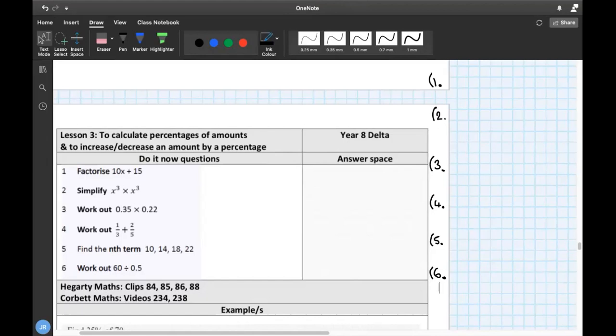Today we're going to be calculating percentages of amounts and using this to increase or decrease amounts by percentages. If you haven't done so already, just pause the video now and have a go at the do it now questions.